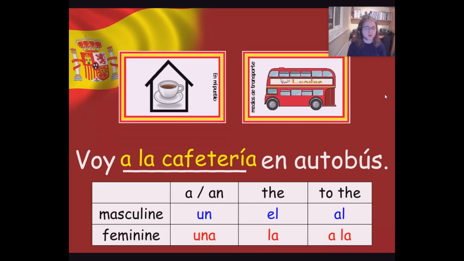Let's just have a little look more closely at that. So we know that masculine nouns, if we want to say "a" or "an", we put "un" in front. If we want to say "the", then they need "el". And we've already seen that "to the" is "al", which is "a" and "el" squished together. For feminine ones, they always have something different, don't they? Feminine for "a" and "an" is "una". If you want to say "the" when it's feminine, you need "la". And then "to the" is "a la".